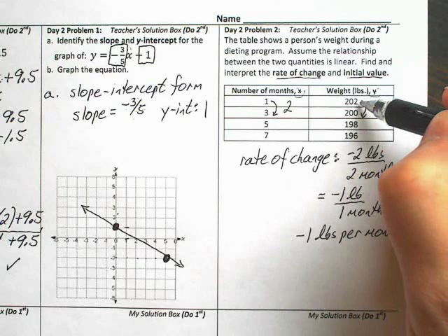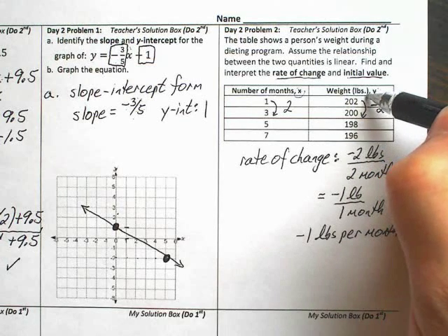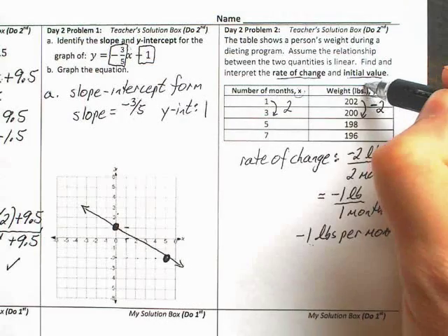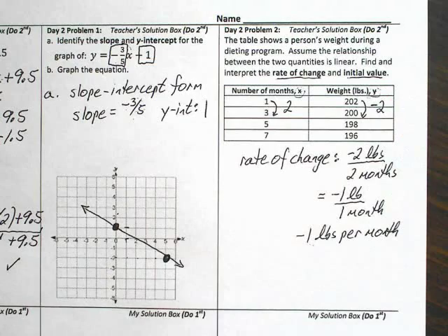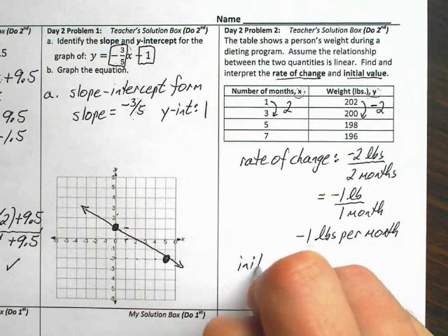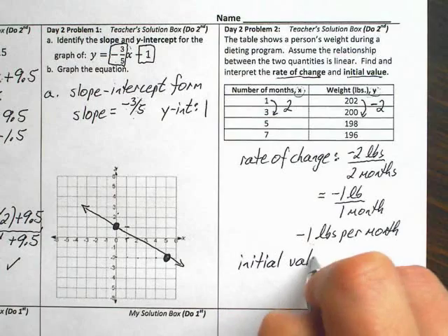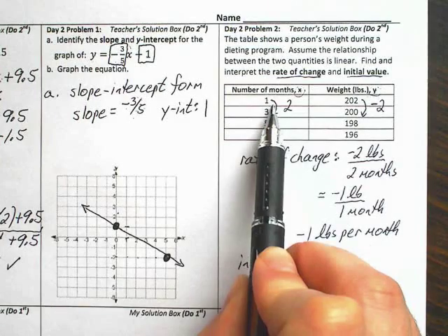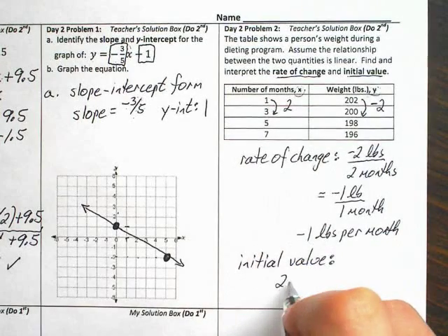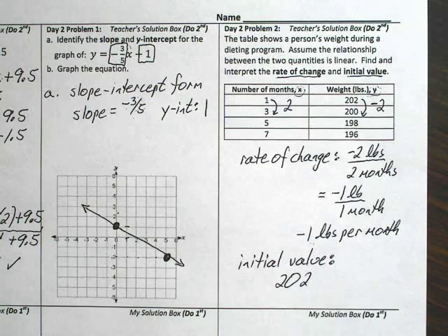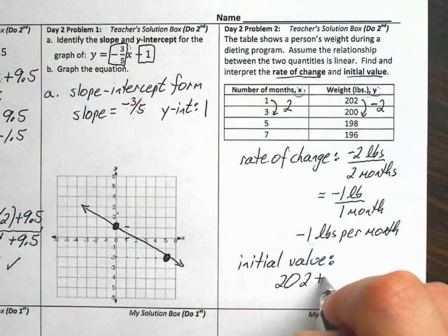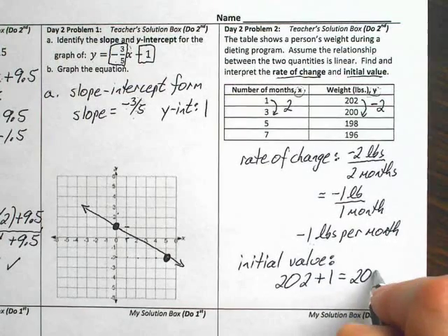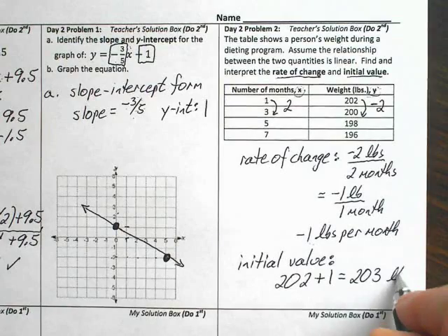If we go 1 month back from 202 pounds, using the rate of change that we figured out, we can determine what was that person's weight 1 month prior. And so for the initial value, start with our first known piece of information. At 1 month, the weight is 202, and work backwards 1 month prior. That person was 1 pound heavier a month ago. Their initial weight was 203 pounds.